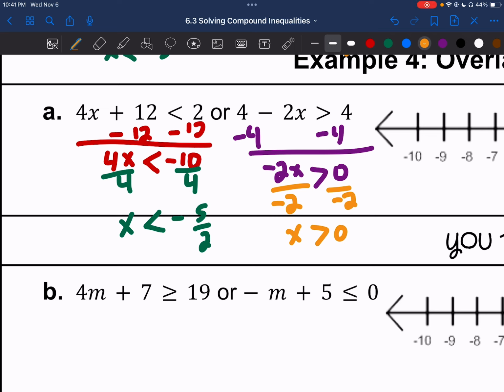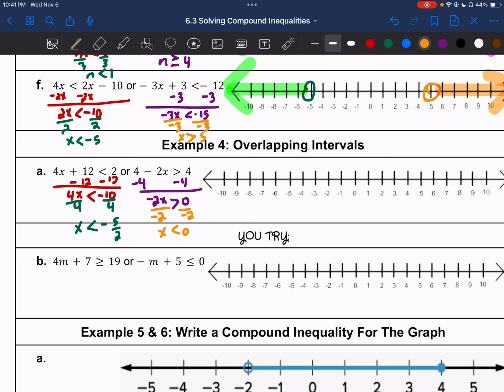And when we divide by negative 2, we need to flip that to be less than 0. All right. So we're going to start with the green one. And it's going to be an open dot at negative 5 halves, which would be negative 2.5. So it'd be like right about there. And we're going to be shading to the left. Right?